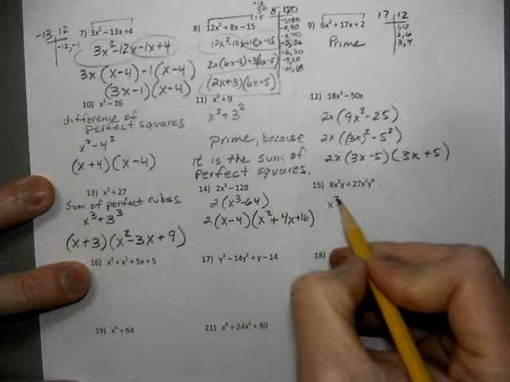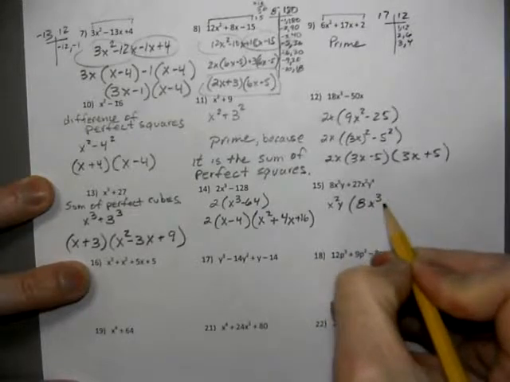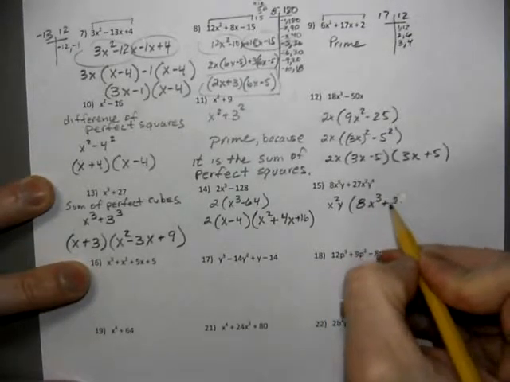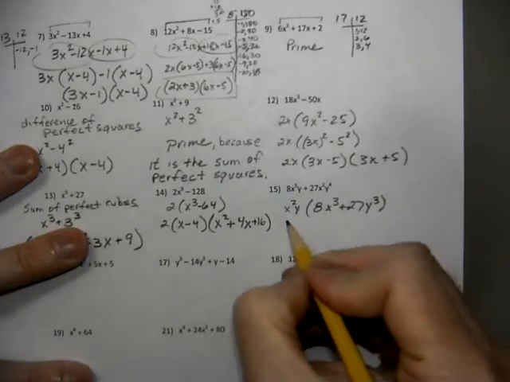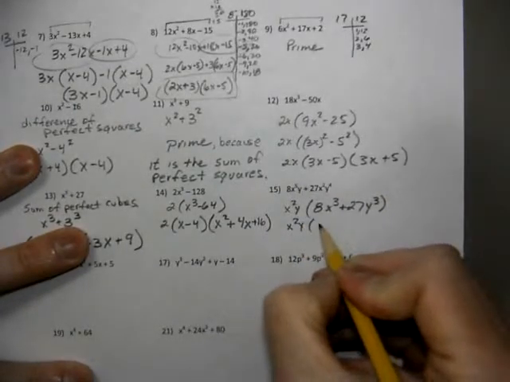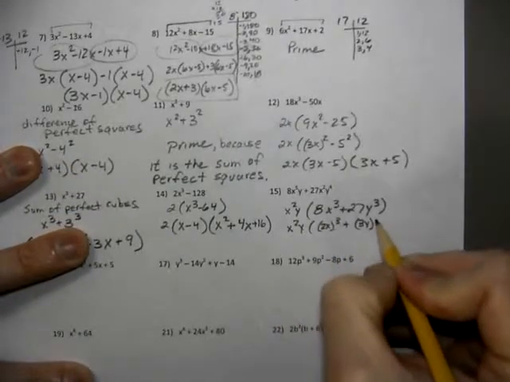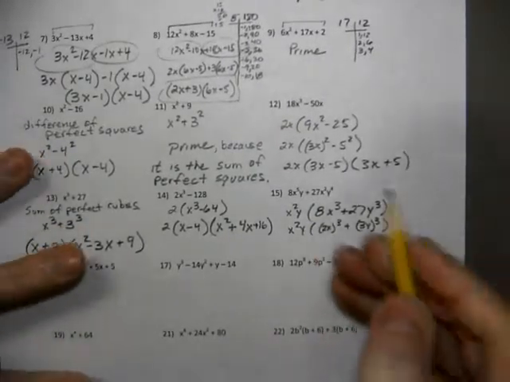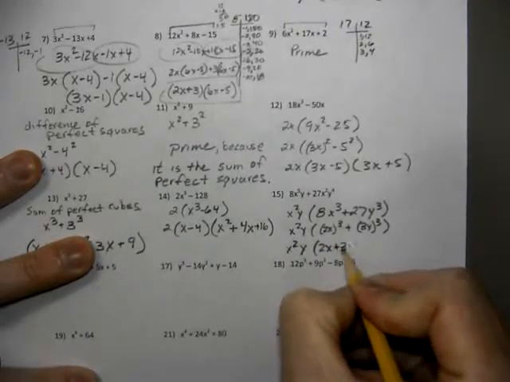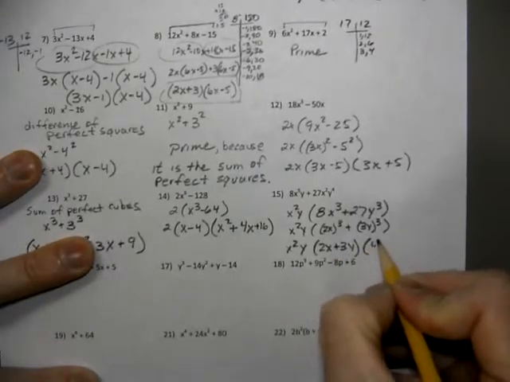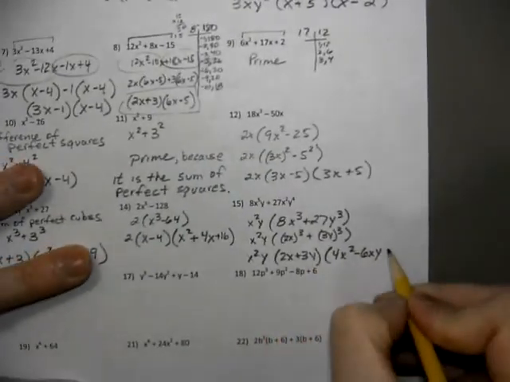Looks like an x squared can come out. Looks like a y can come out. Okay, so because this can be written as 2x cubed, this can be written as 3y cubed, this is also the sum of perfect cubes. So we got 2x and we have 3y. We square our first term, change the sign, multiply the two together, and you square your last term.